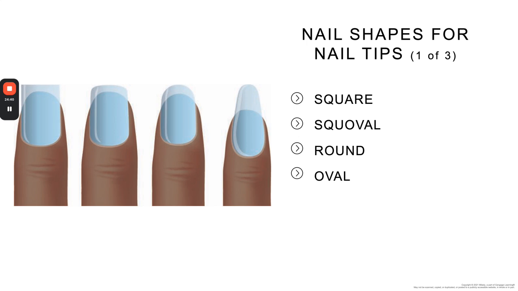Then we have oval. The characteristic of oval is that it is very tapered. It starts out wider and gets narrower. So that's another definition of tapered. It has an edge that comes to a soft, round point, different from our stiletto and our ballerina that we're going to talk about.